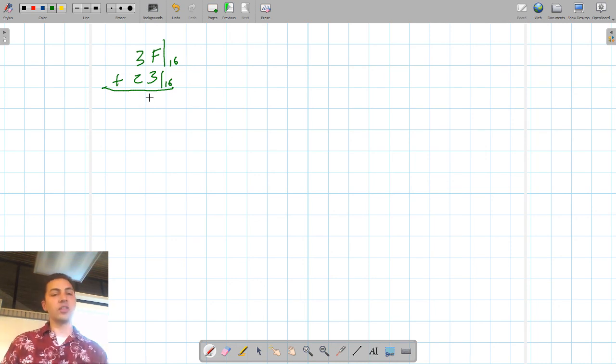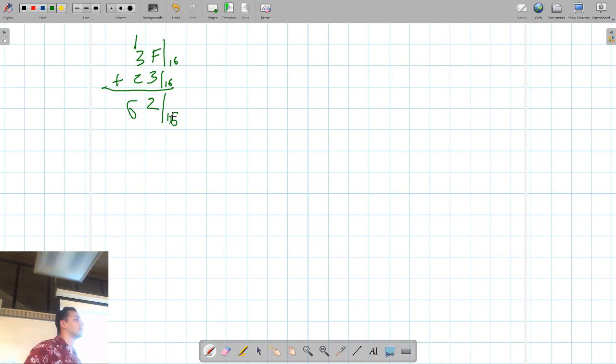So it's the same thing. You take the least significant place, you put that there. You carry the 1 to the 16's place. So this is 16 1s plus 3 16s is what? That's 3 plus 1 plus 2 is 6. That's it. 62 base 16.